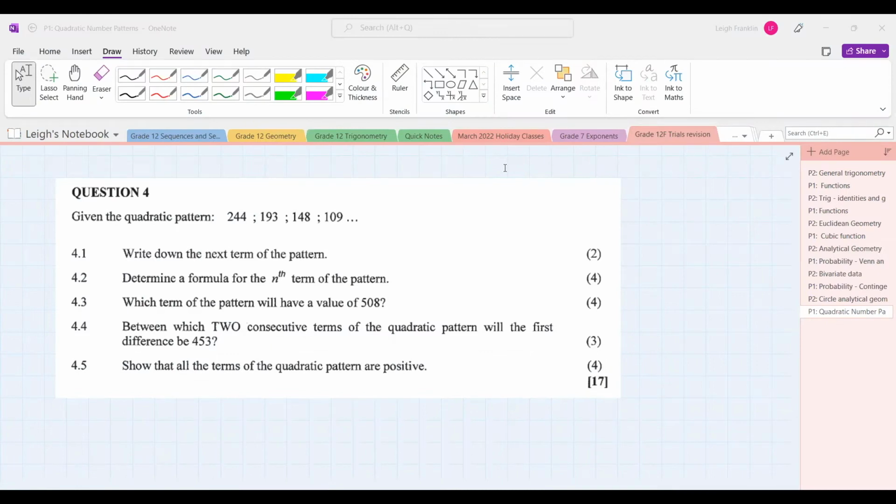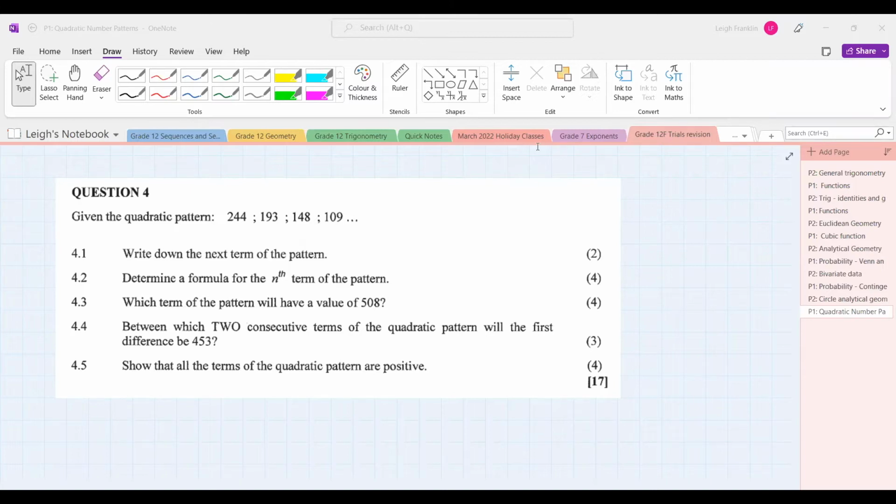The question talks about the quadratic pattern: 244, then 193, then 148, then 109. Okay, so we can see these numbers are getting smaller, which is fine. The first thing that they want us to do is write down the next term of the pattern.